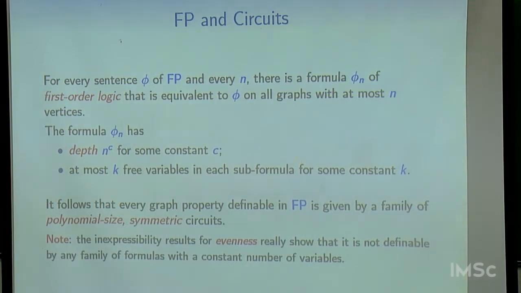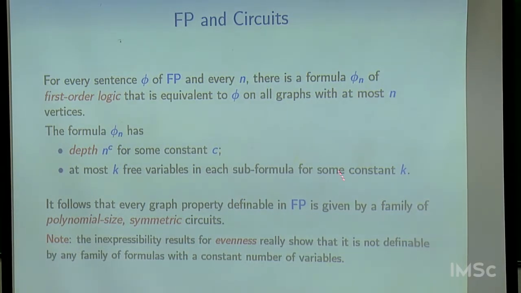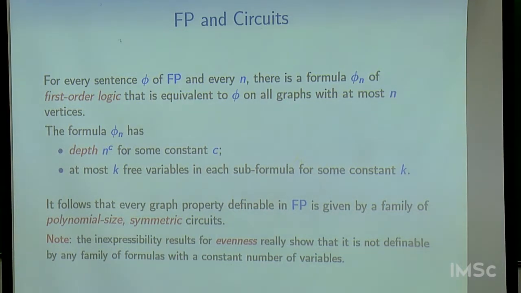Here's just a little note. The inexpressibility results for evenness I mentioned before, if you actually look at the proofs, they actually prove something slightly stronger. They're not about fixed points. They prove that any non-uniform family of first order formulas, as long as it uses a constant number of variables, cannot express evenness. So it's this constant bound that really is crucial to the arguments.